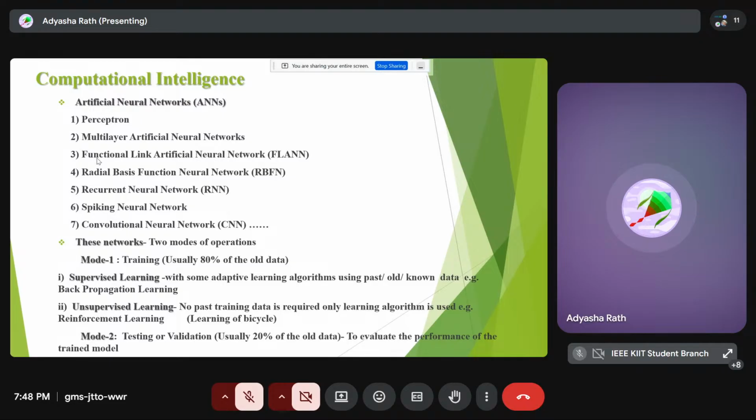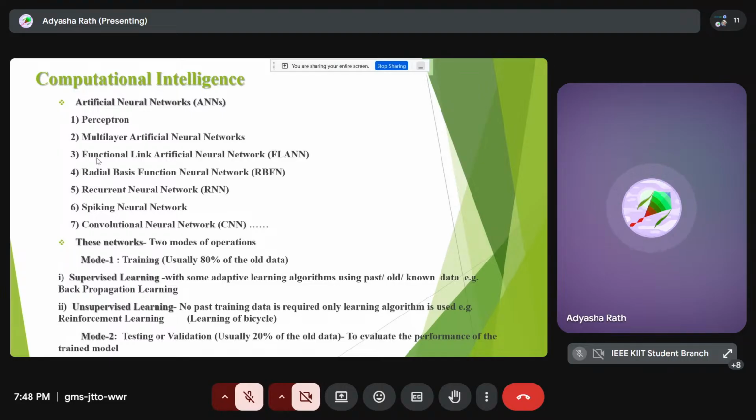Recurrent neural network has a type called LSTM, long short-term memory. Spiking neural network is an emerging topic. You can use the spiking neural network in your research work. Nobody has done much research in spiking neural networks, and there are different types of spiking neural networks, and you can use this type of neural network in your research as well.